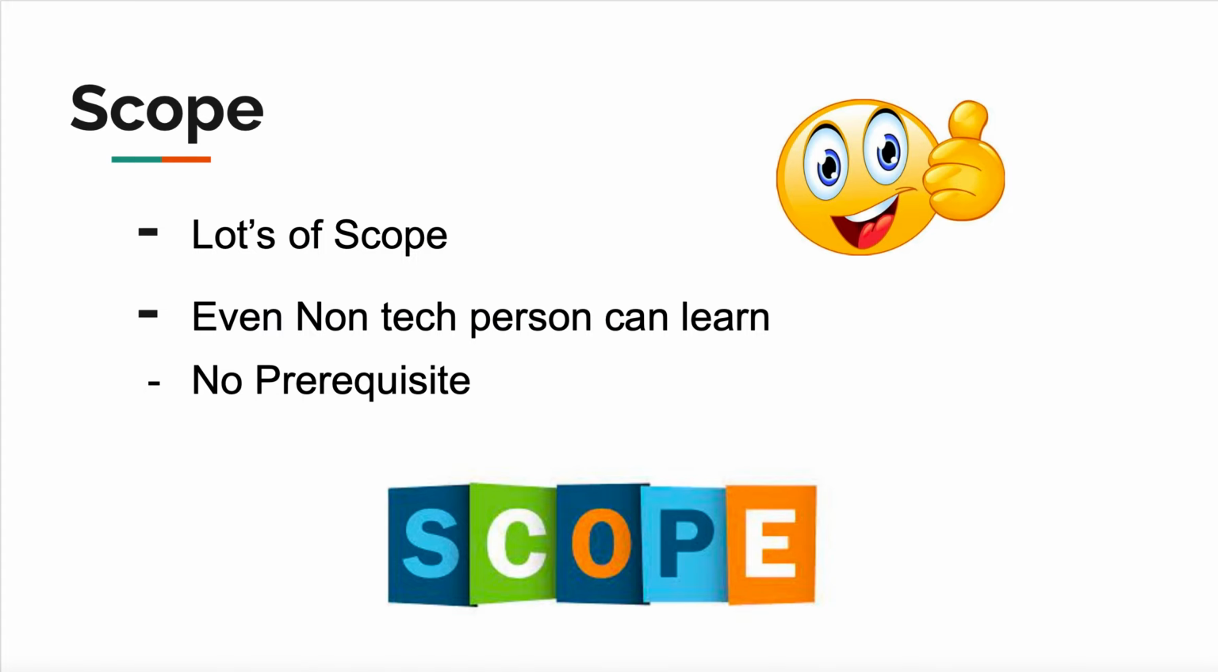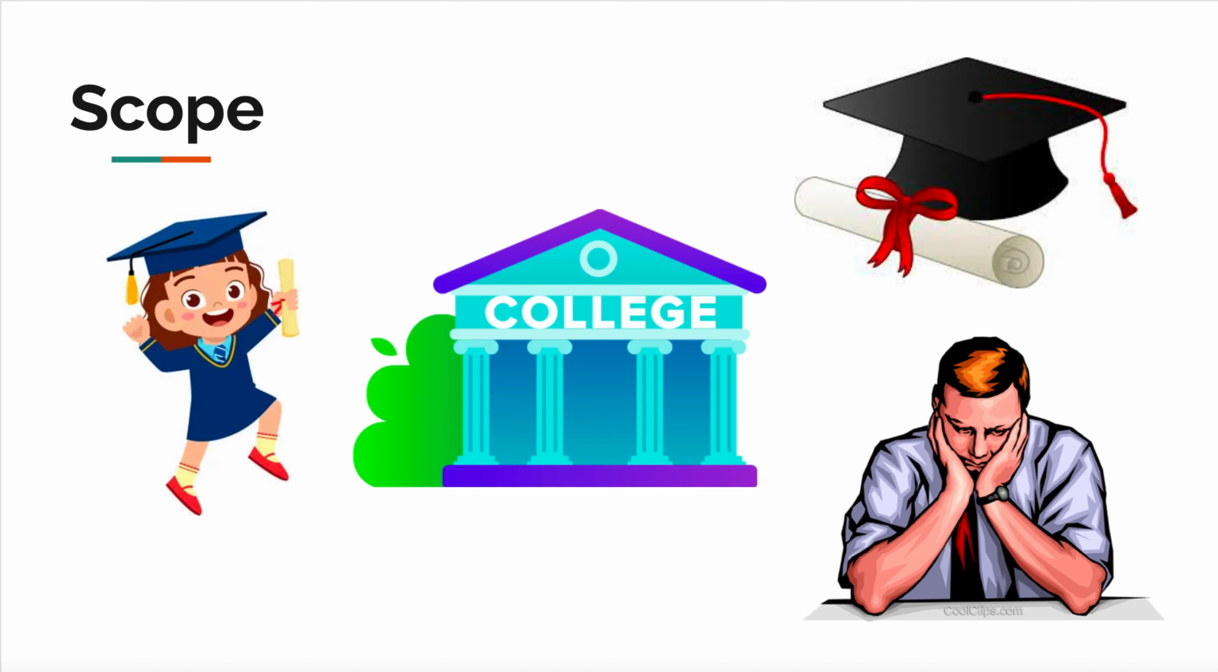So first we'll see the scope of testing. There is lots of scope in software testing. Even a non-technical person can learn and start their career in software testing. Many times I have come across people saying educational background matters a lot. But educational background does not matter a lot, or your academic gap does not matter a lot, to become a QA. However, the recommended qualification is BTech, BE, MTech with any stream.